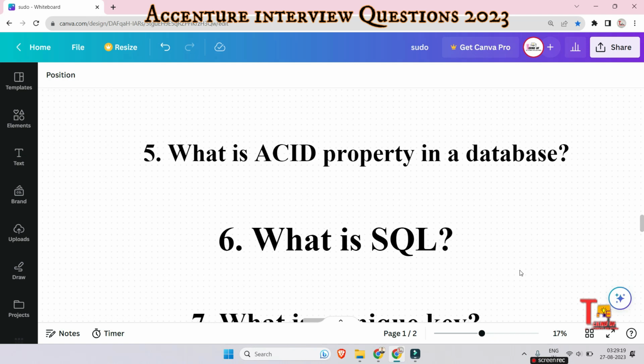Okay, the next question is, what is SQL? This is most asked to the non-CSIT students. So SQL stands for Structured Query Language and is used to communicate with the database, right? It is a standard language for accessing and manipulating databases. So in this way you can answer, right?